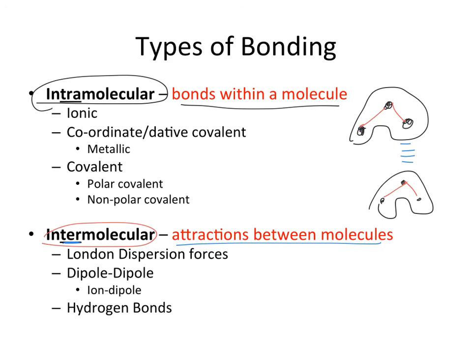So what we're going to be looking at is ionic, metallic and covalent bonding as types of intra, so within the molecule, and later on we're going to be looking at intermolecular, London dispersion forces, dipole-dipole, and ion-dipole, as well as hydrogen bonds, and these being attraction forces between molecules.